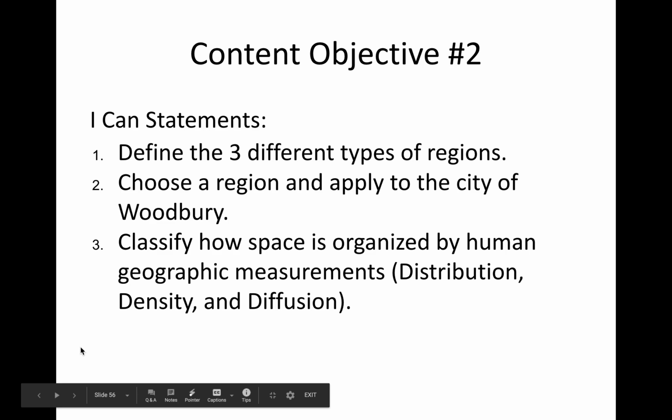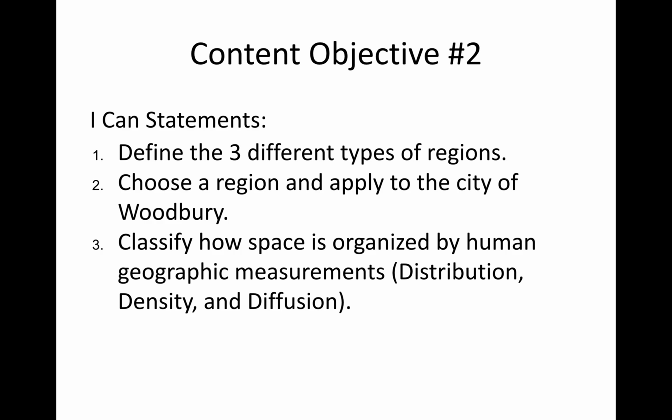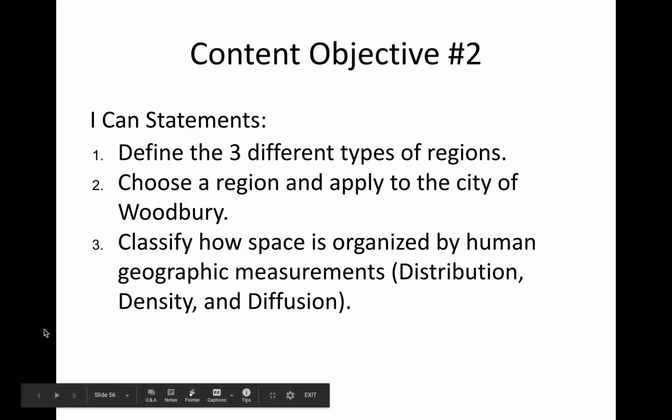And we will continue, being that it's just, again, the COVID situation, we have to cover a lot of knowledge here. So we'll continue with content objective number 2. I can statements are, this is a continuation. Describe 3 different types of regions. Choose a region and apply it to the city of Woodbury, and classify how space is organized by human geographers using the concepts of distribution, density, and diffusion.